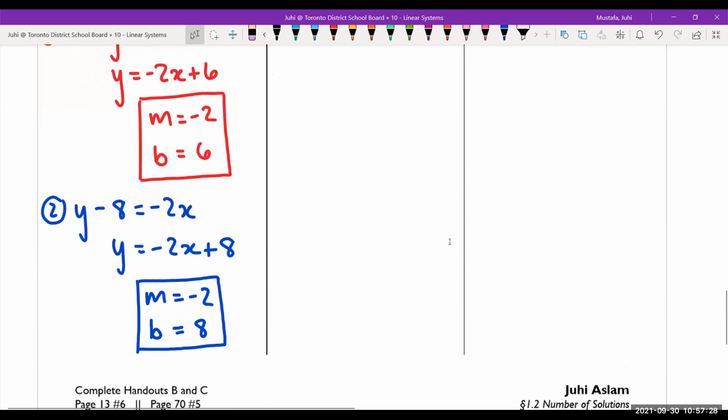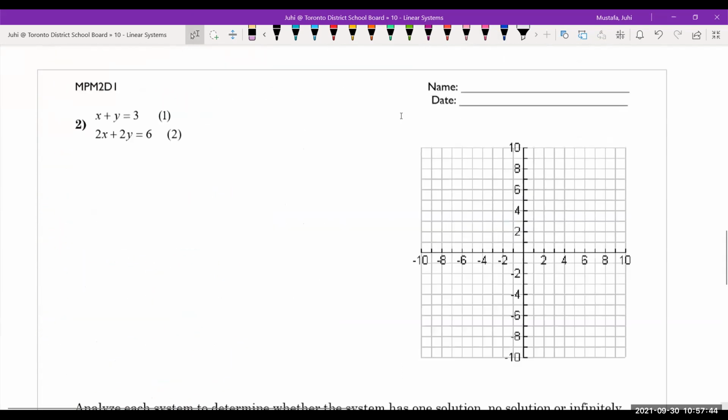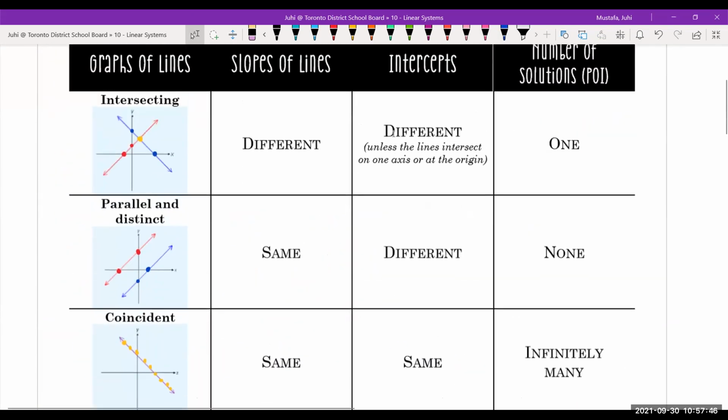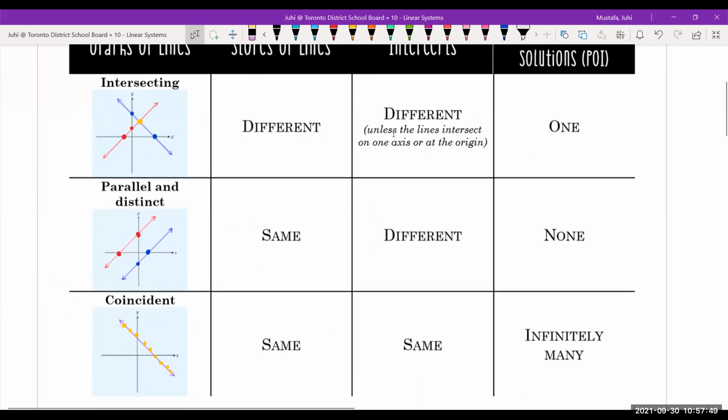Okay, so after doing that work, we change it to y is equal to negative 2x plus 8. We know that the slope is negative 2 and the y-intercept is 8. Are the slopes the same? Are the intercepts the same? No. So let's go back and see what scenario will our slopes be the same, but our y-intercepts be different. Which one of these scenarios does that match?